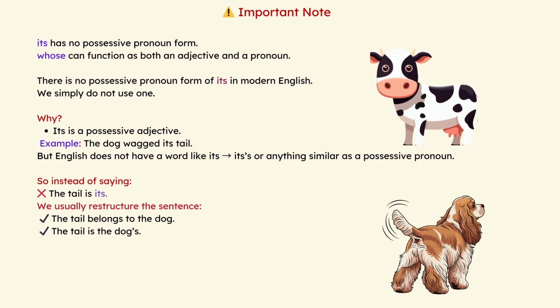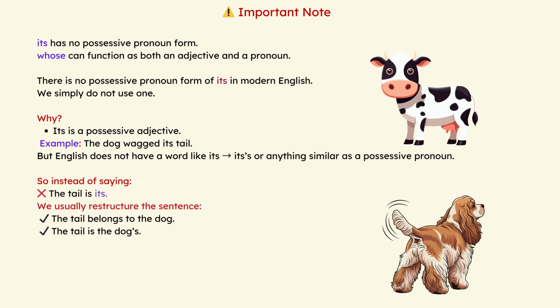Now, here is an important note. Its has no possessive pronoun form, and whose can function as both an adjective and a pronoun. There is no possessive pronoun form of its in modern English. We simply do not use one. Why? Because its is only a possessive adjective.